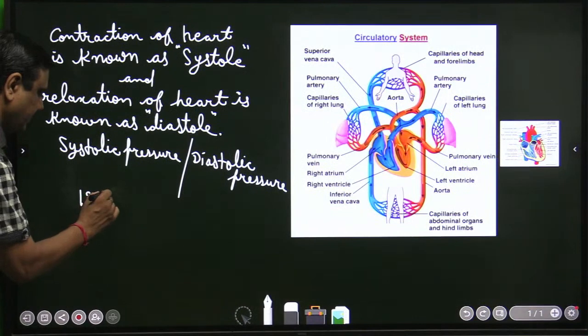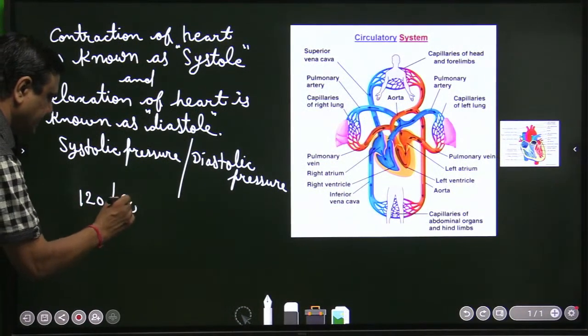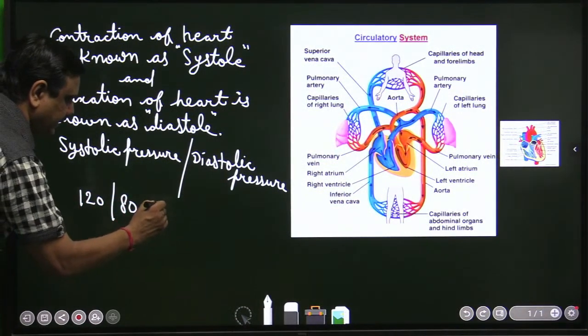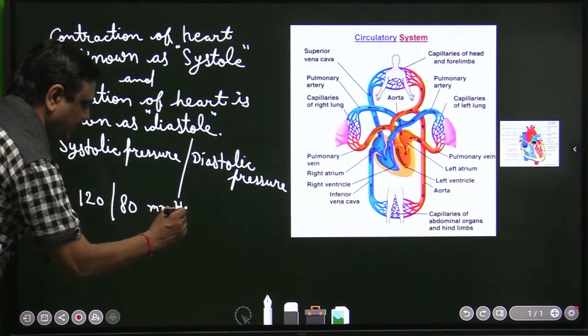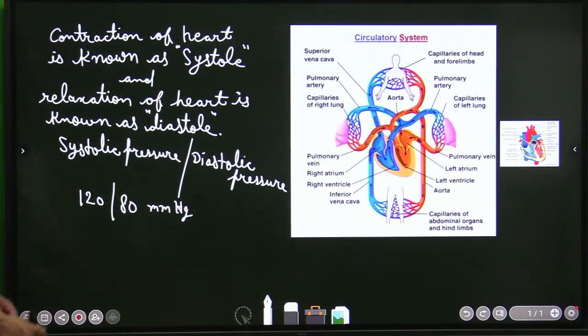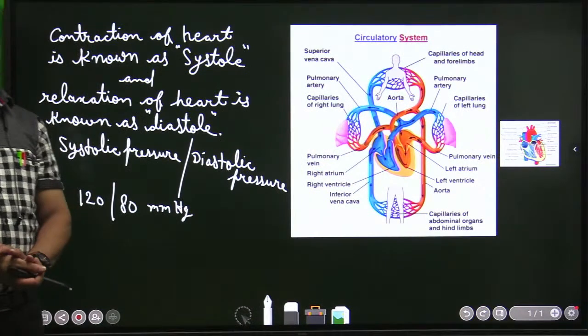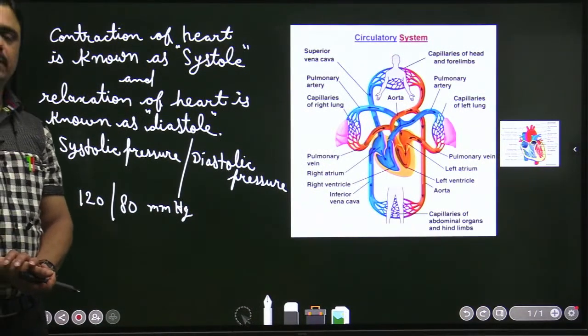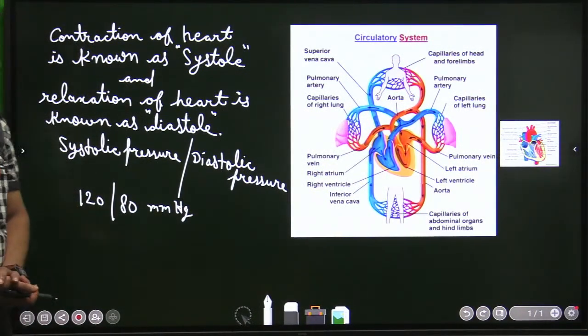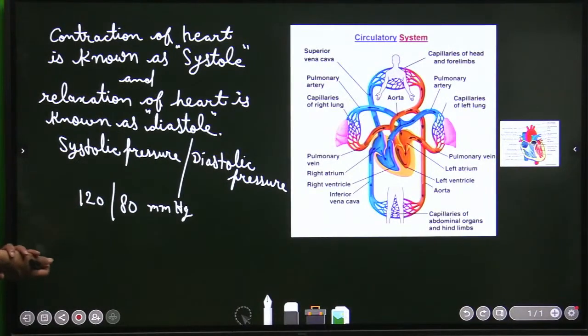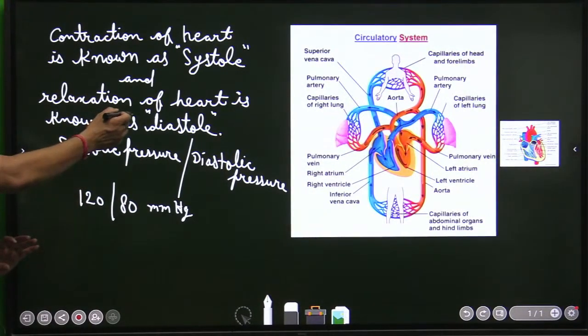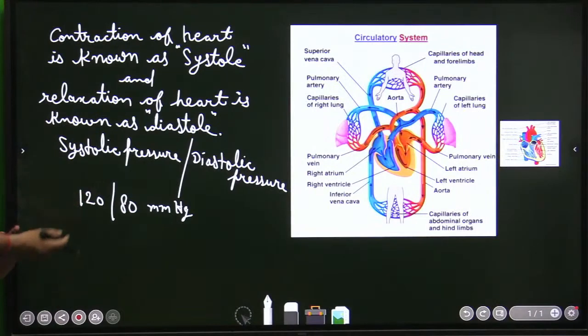And the normal value of systolic and diastolic pressures are 120 oblique 80, and it is measured in millimeter mercury. Hg means mercury, millimeter mercury, which is a unit to measure the pressure of liquids. Okay, 120 oblique 80. The value of the systolic pressure should be 120 and the diastolic pressure should be 80 millimeter mercury.